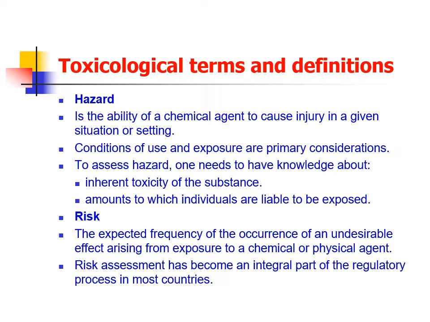Other toxicological terms and definitions: hazard. A hazard is the ability of a chemical agent to cause injury in a given situation or setting. The conditions of use and exposure are primary considerations, and to assess hazard, one needs to know the inherent toxicity of the substance and the amount to which individuals are liable to be exposed.